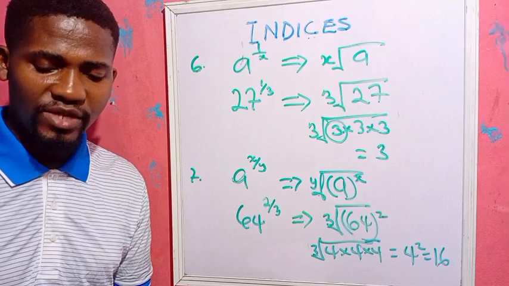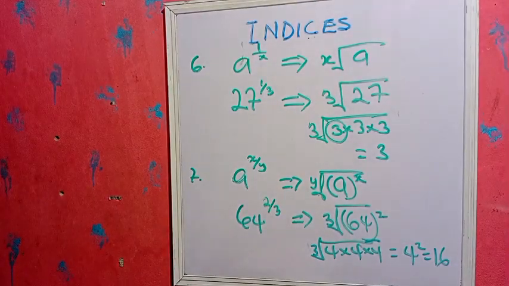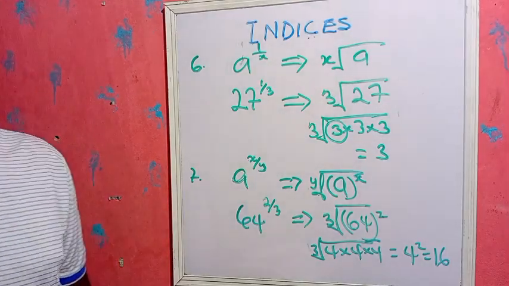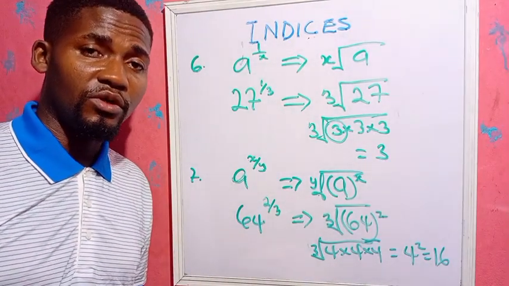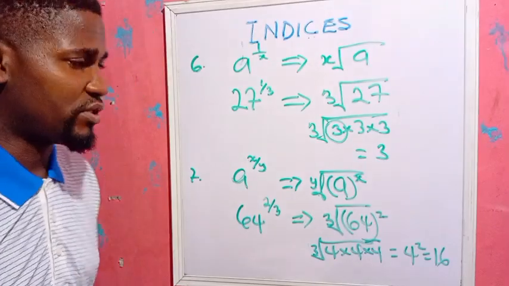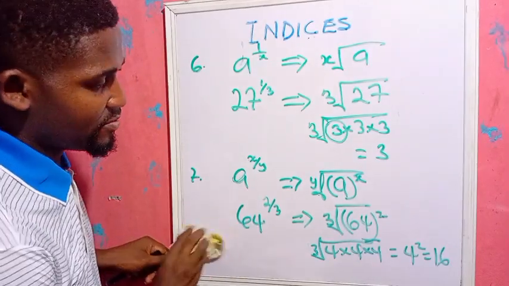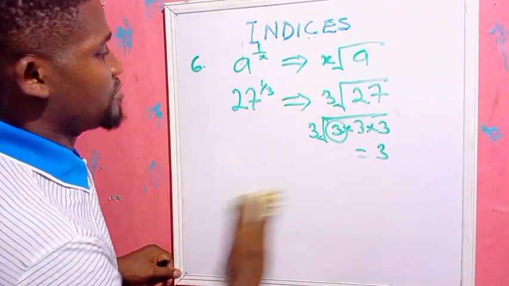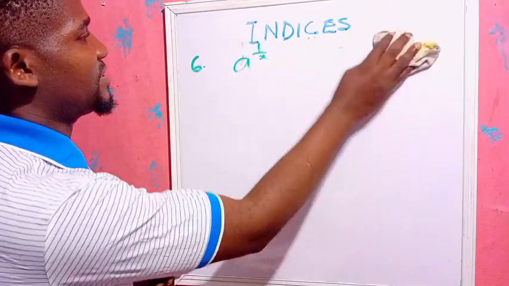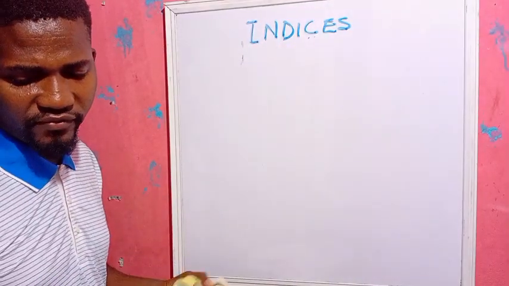Now let's try to solve just one question. I know we've spent so much time on these laws, but let's try to solve one or two questions so that we understand very well. Please follow me as we try to solve some questions on indices. So let's solve this question.